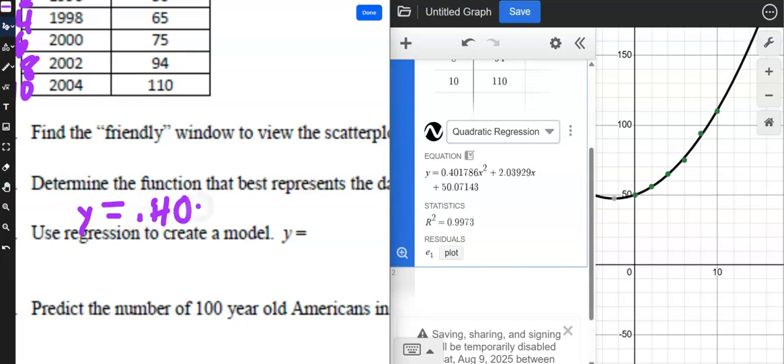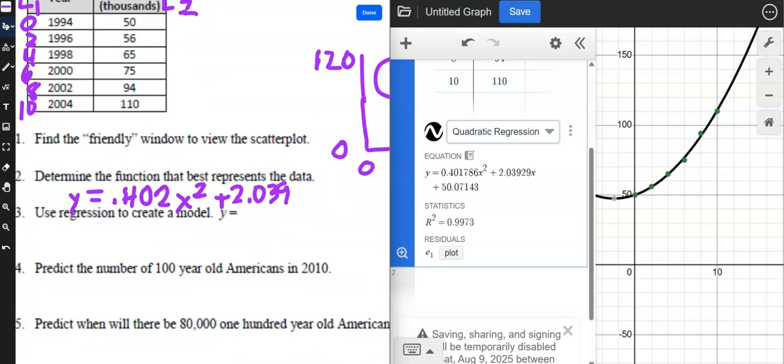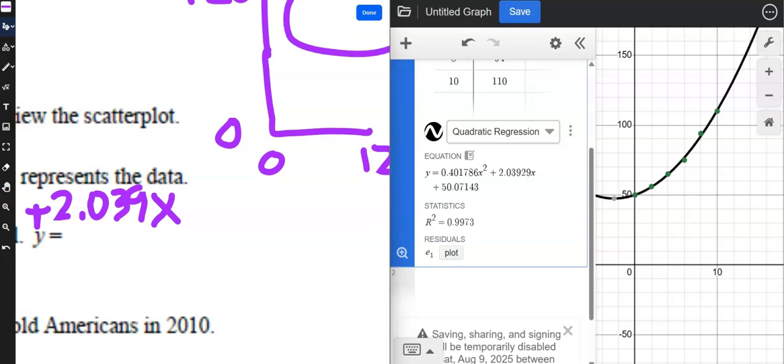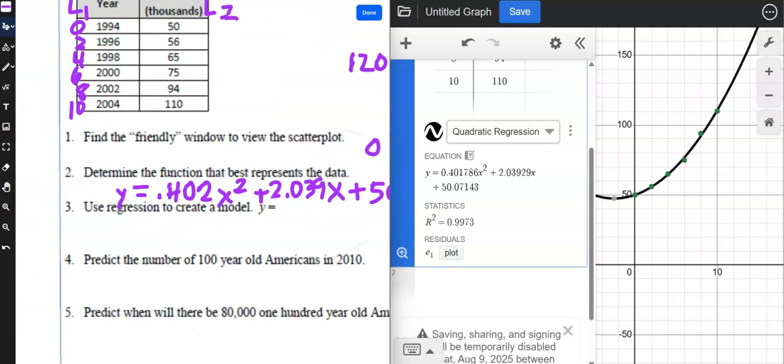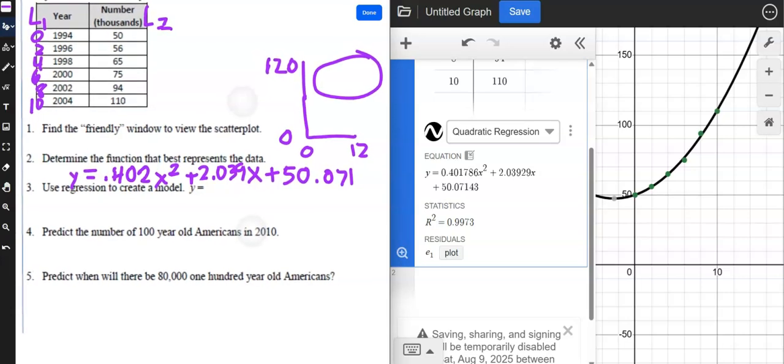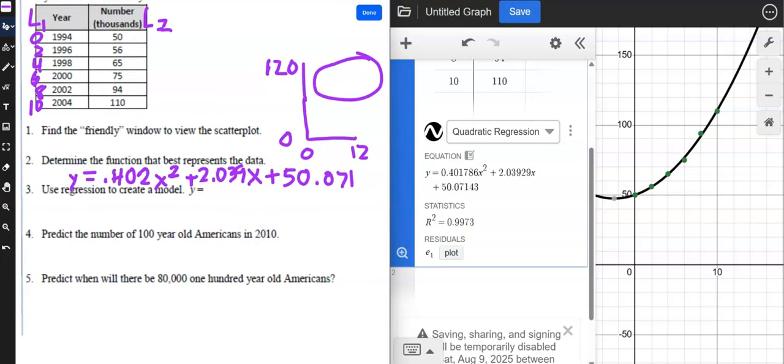So 0.402 x squared plus 2.039 x plus 50.071. So there's my model. Determine the function that, well, okay, we just did. Seems like they wanted me to say quadratic and then find it.